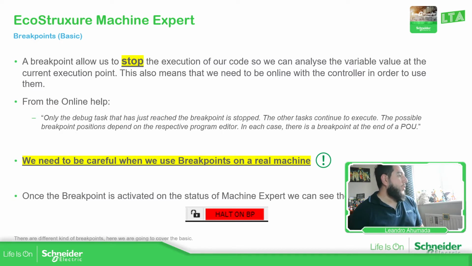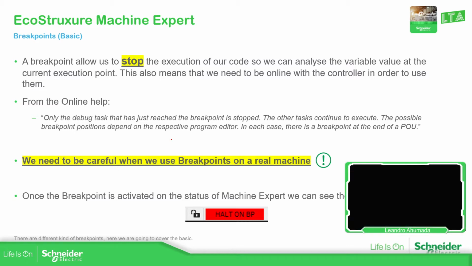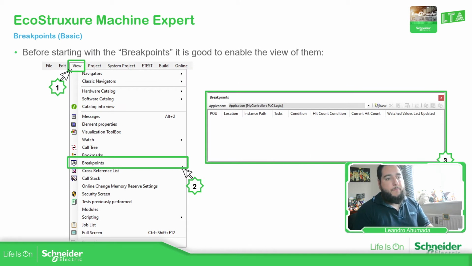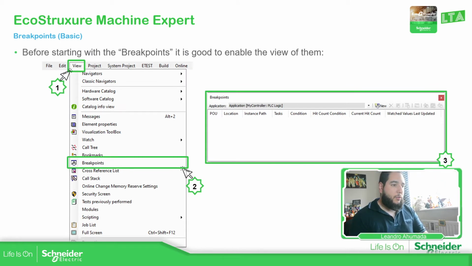So as soon as we are in one of the breakpoints, in the status bar of the software, we should be able to see this: BP, breakpoints. In order to see the breakpoint locations or create the commands, we should go to the View menu in the toolbar at the top of our screen, and then select Breakpoint. This will allow us to see this window.